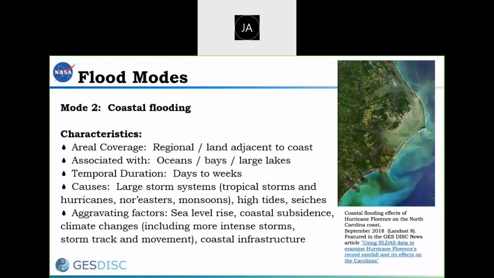Storm tracks appear to be changing in some cases, putting a hurricane overland, and it will linger there, as happened in Houston. And coastal infrastructure. You have more structures there that can move water around and which can be knocked down. And this shows a picture of coastal flooding from Hurricane Florence on the North Carolina coast. Another article that we wrote, which is available on our website, analyzed this, and you can see some really dark areas where a lot of the floodwaters from Florence were hitting the water bodies near the coast, and you can also see some definite outflow effects as this water made its way to the ocean.